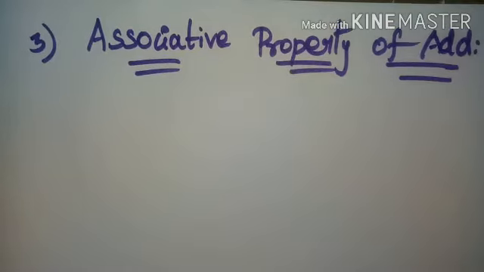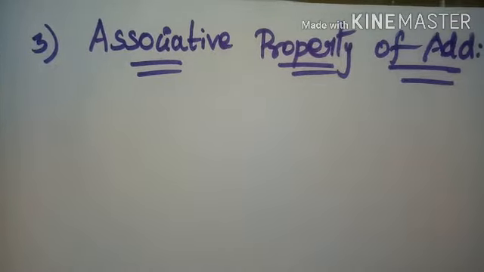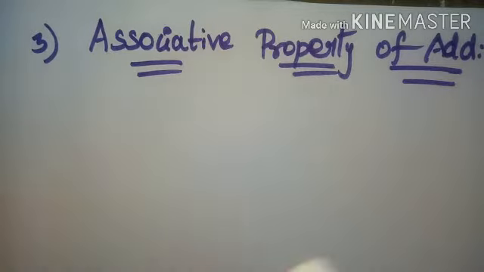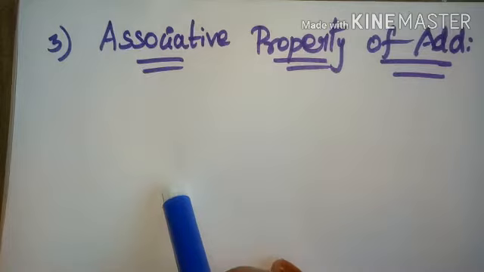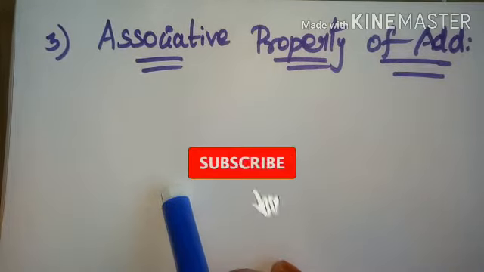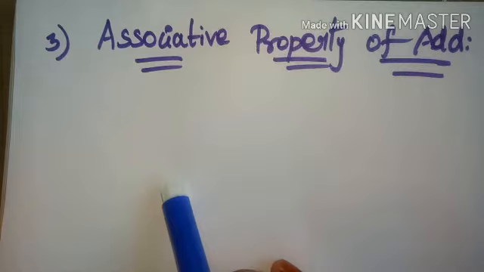Hi children, come to the next topic, associative property of and. We have seen our closure property. In that closure property, addition, subtraction, multiplication and division. Next we have known about the commutative property. In that we have seen commutative property of add, subtract, multiply and divide.